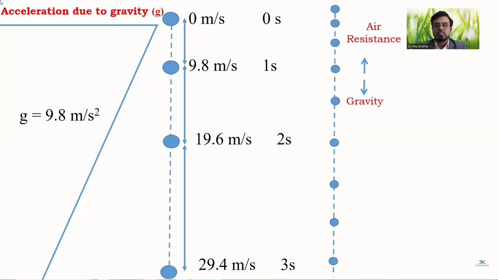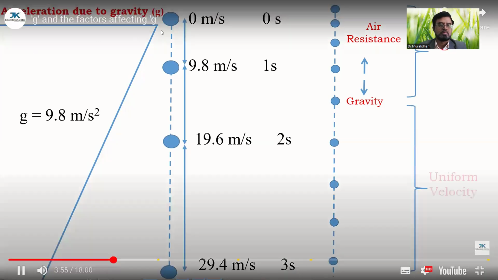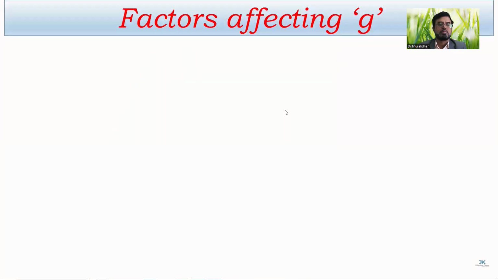And so we can say that there are two types of motion. At the beginning, the body falls with acceleration due to gravity, but when air resistance neutralizes the gravity, then it falls with uniform velocity. Now let's talk about the factors which affect the value of g, small g.